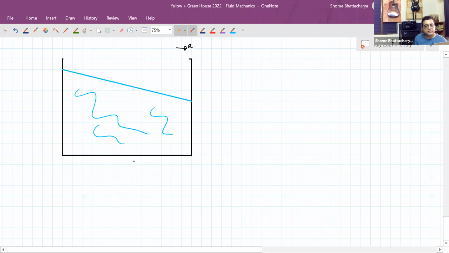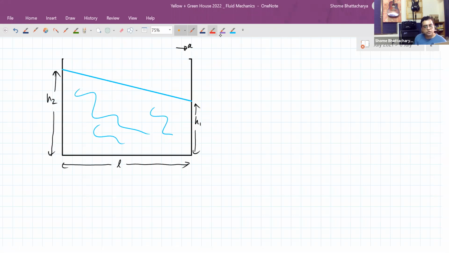So this is accelerated at A. Now let's say the tank has this length L over here, and the height of water on this side is H1. The height of water on this side is H2 as a result of the horizontal pressure gradient that's developing, such that the surface is having an inclination of theta with respect to the horizontal. This angle is theta.